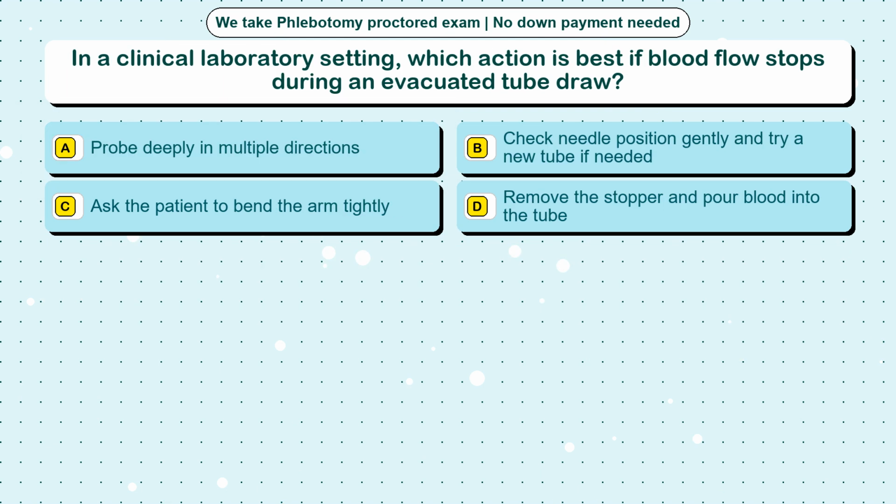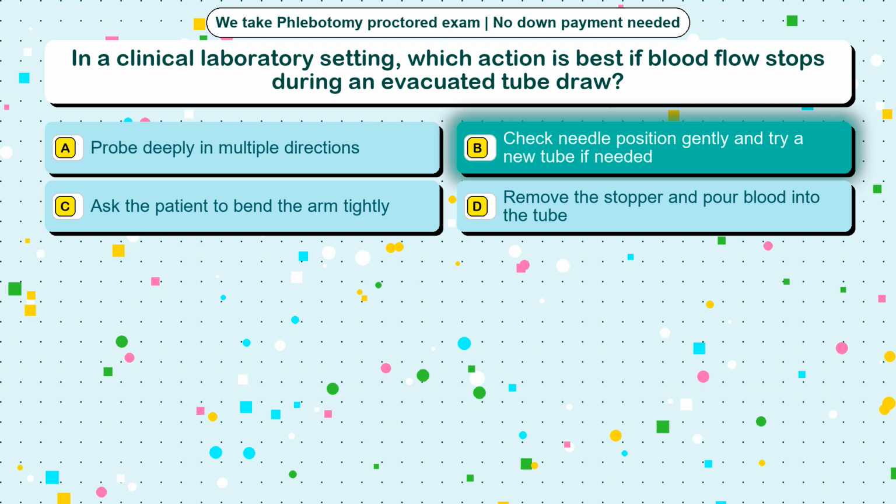Question 78. In a clinical laboratory setting, which action is best if blood flow stops during an evacuated tube draw? Option A, probe deeply in multiple directions. Option B, check needle position gently and try a new tube if needed. Option C, ask the patient to bend the arm tightly. Option D, remove the stopper and pour blood into the tube.